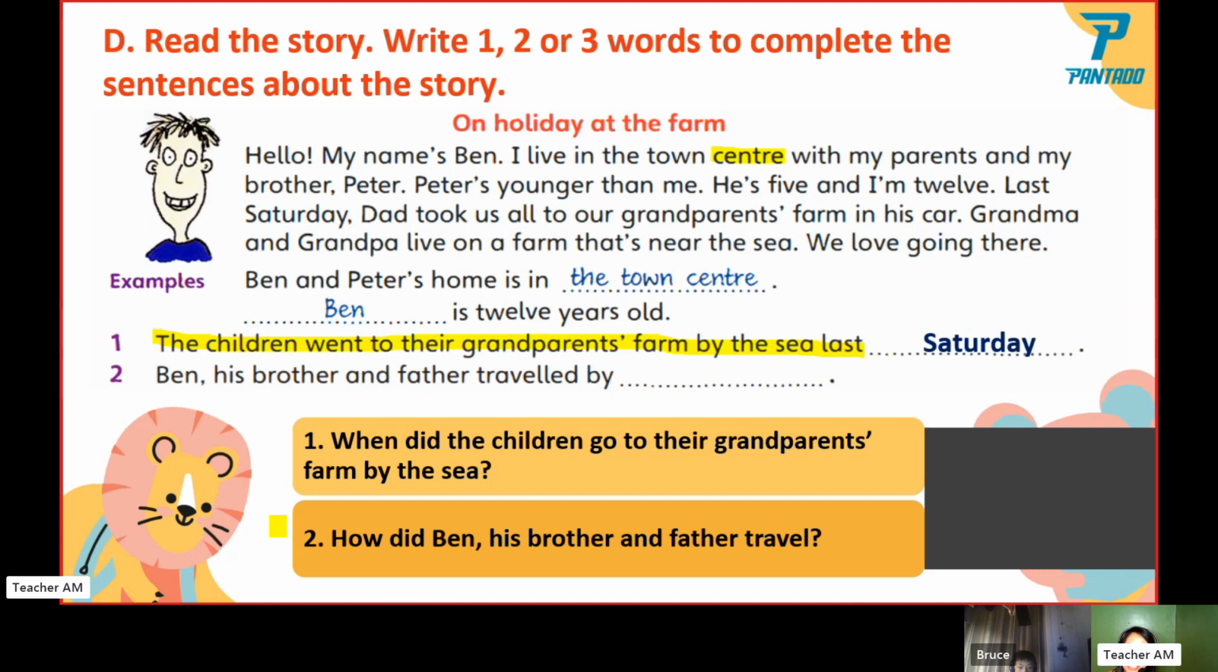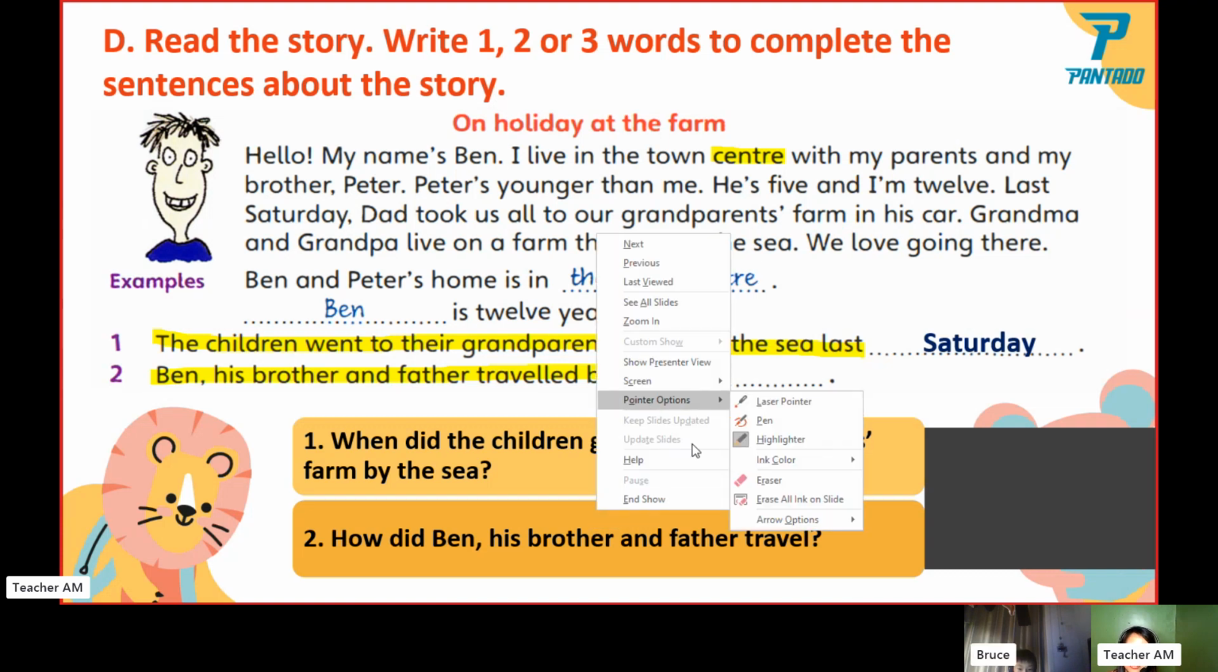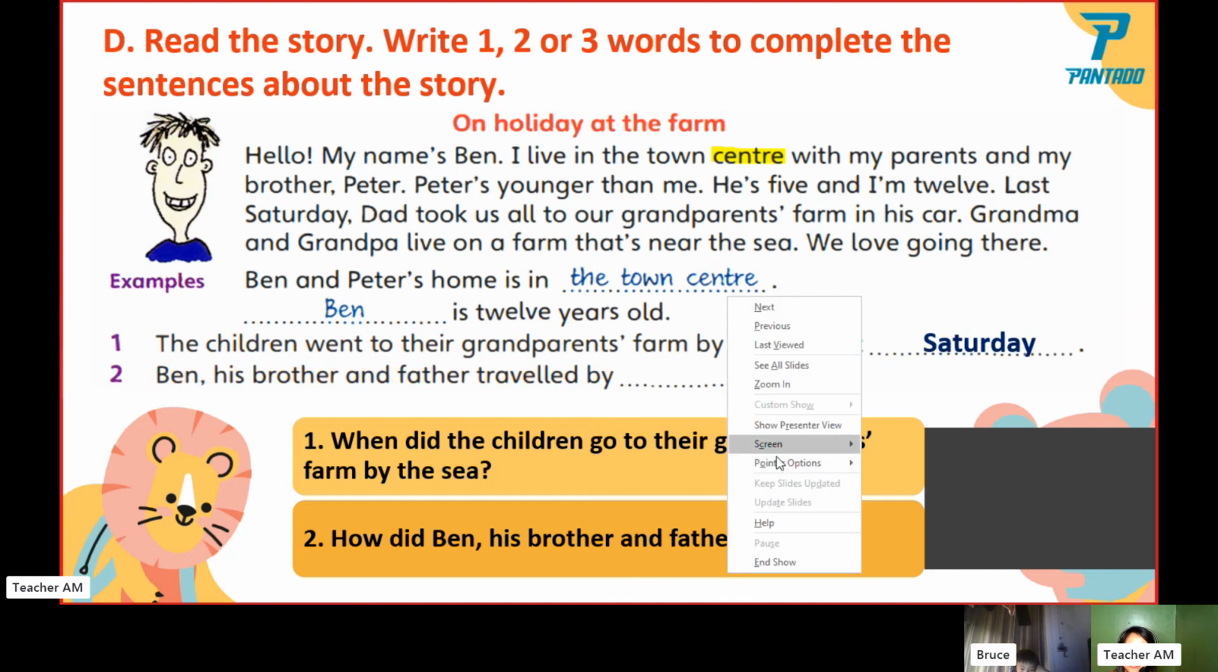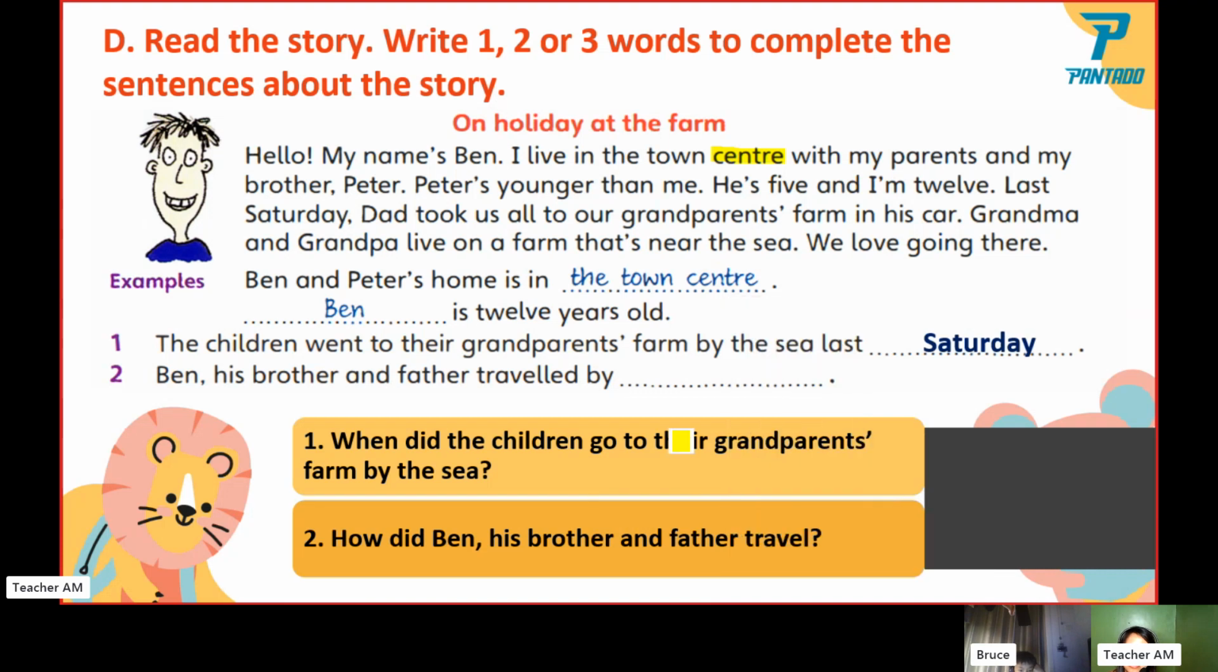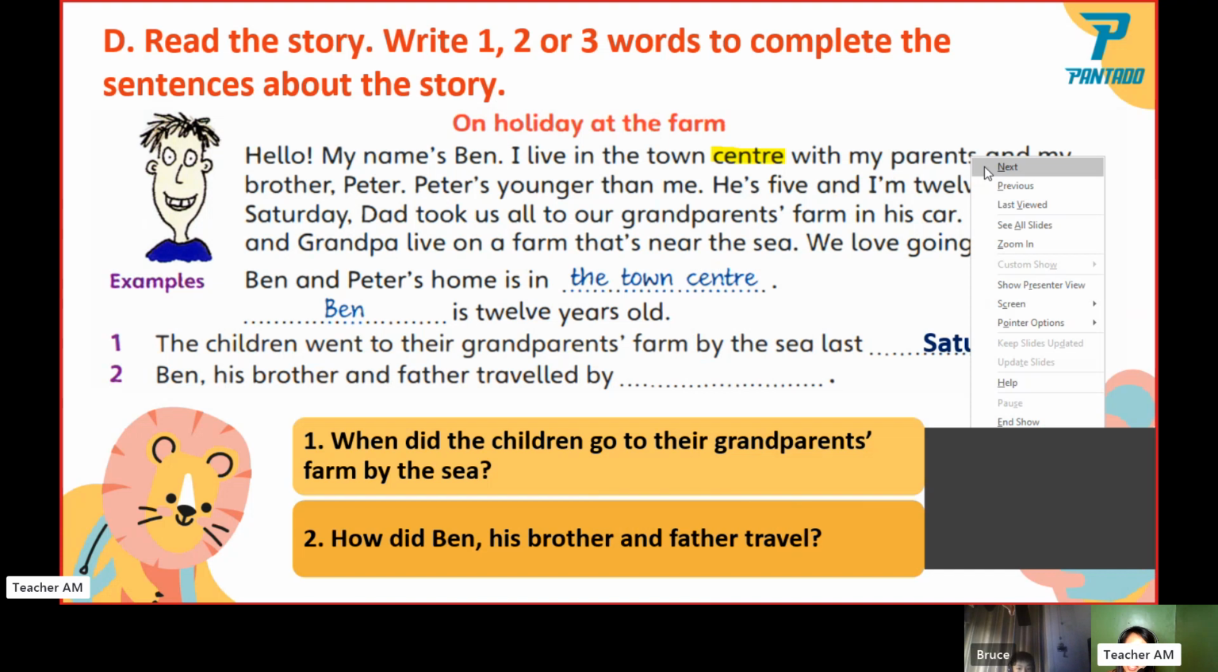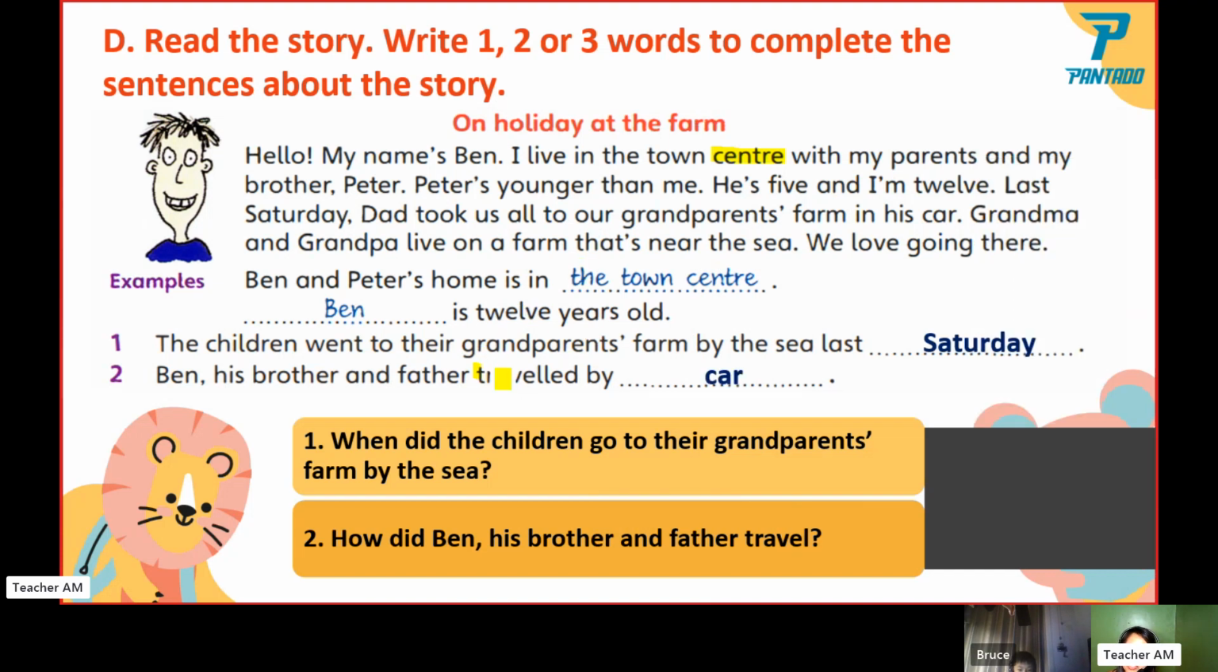How about number two? How did Ben, his brother, and father travel? Ben, his brother, and father traveled by car. Okay, very good. Can you please repeat this word? You say traveled. Travel. Great. Do you have any question? No. Okay, so let's proceed with this.